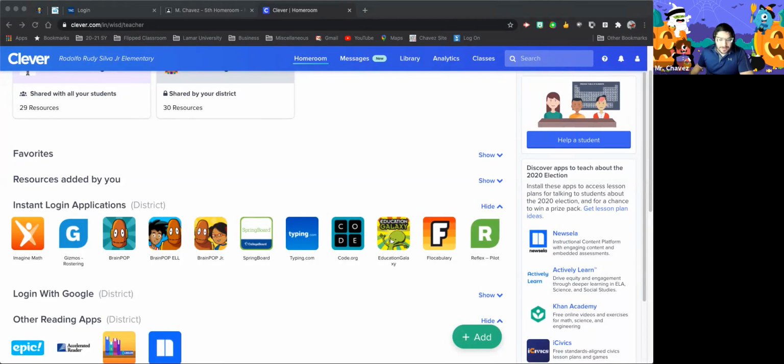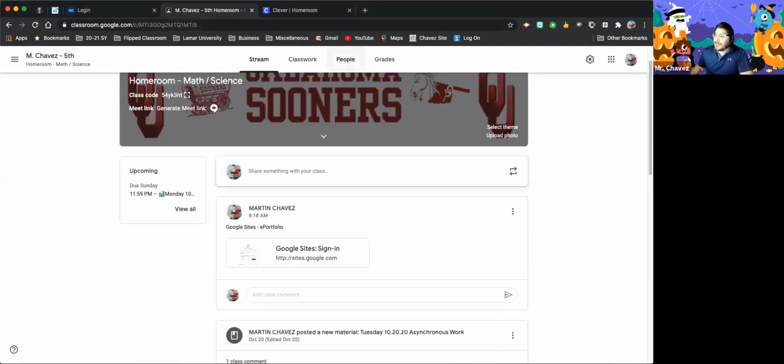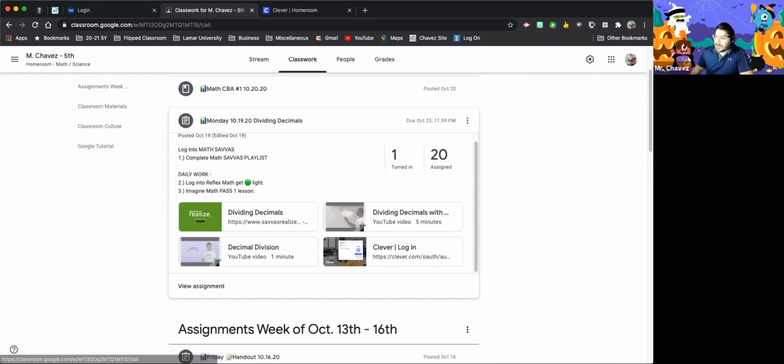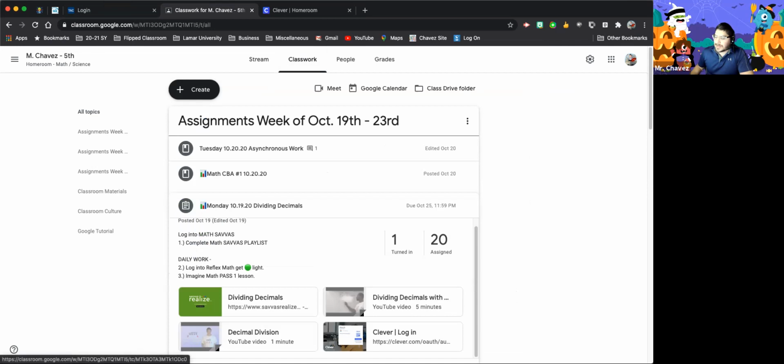So we already did Reflex for 15 minutes. And again, if you did not get your green light, be sure that you get your green light later this afternoon. So right now I need for everyone to go ahead and do this. Go back to Google Classroom, and you're going to click on where it says classwork on the top. Click on classwork and go to where it says assignments week of October 9th.